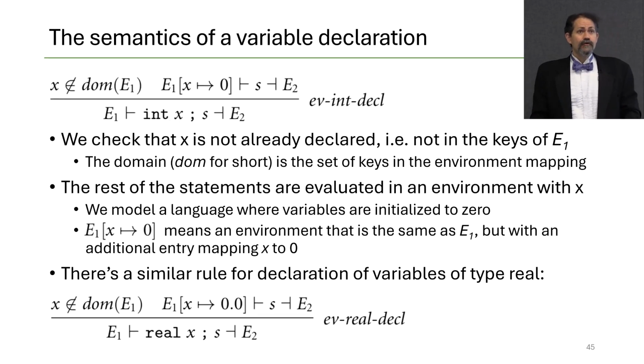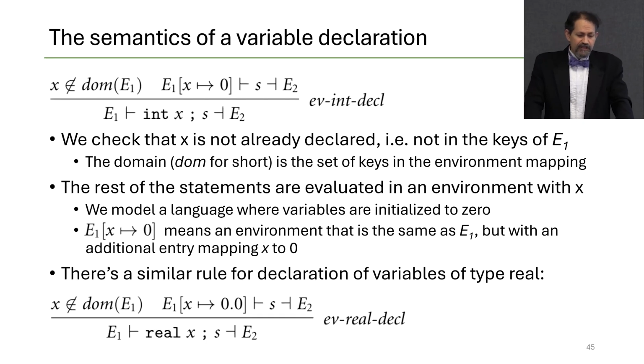So to do that, we have this notation that x is not in the domain of E1. What this means is that we're checking whether x is a key of the environment E1 or not. The domain, or DOM for short, is the set of keys in this environment mapping. So by saying x is not in DOM of E1, we're saying x is not one of the keys in this environment. It's not something we can look up.